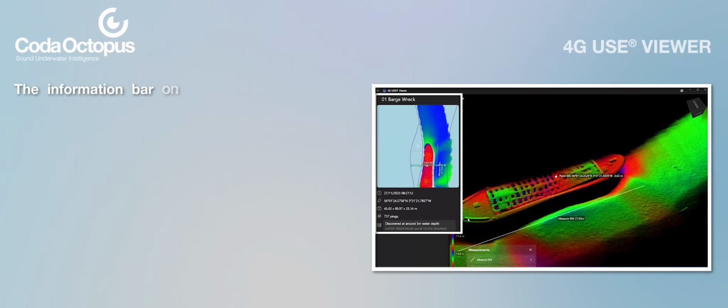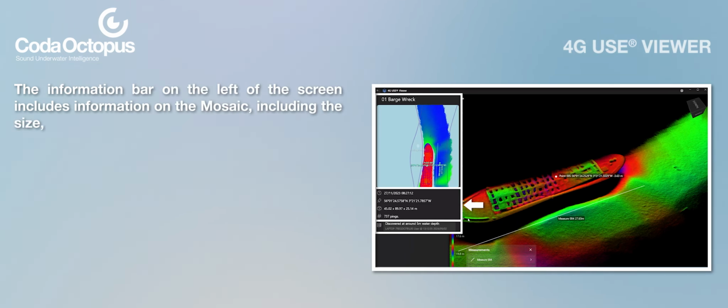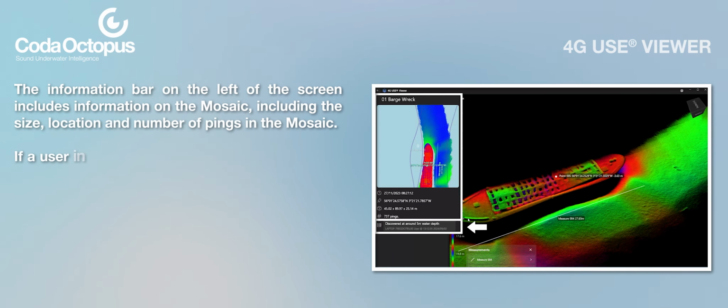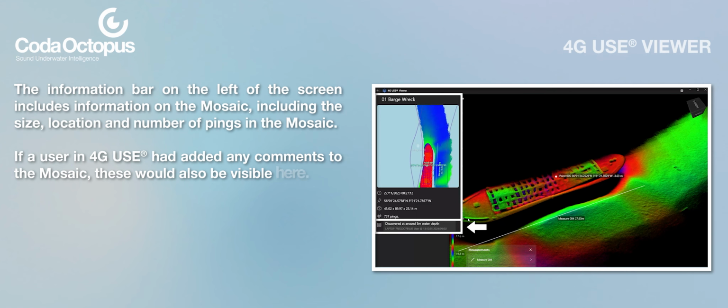The information bar on the left of the screen includes information on the mosaic, including the size, location, and number of pings in the mosaic. If a user in 4G Use had added any comments to the mosaic, these would also be visible here.